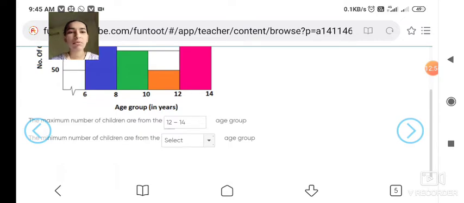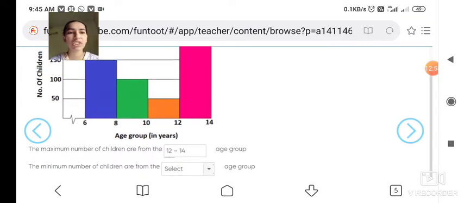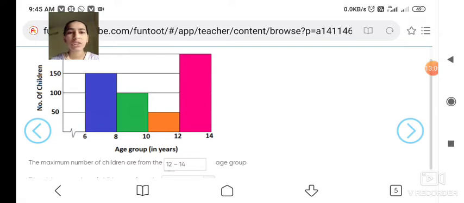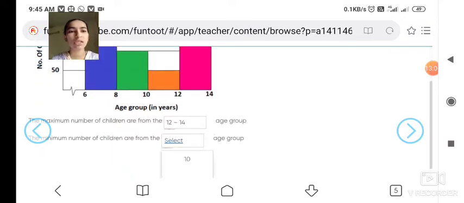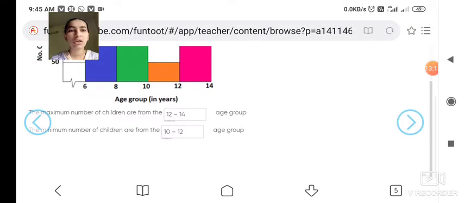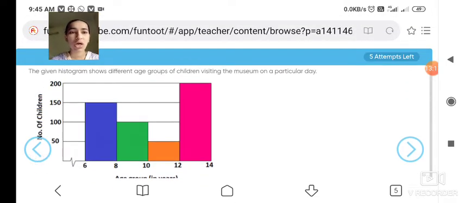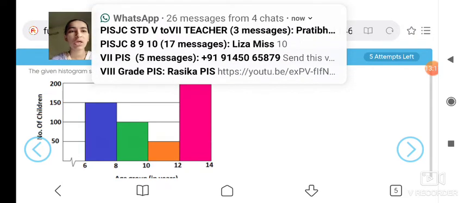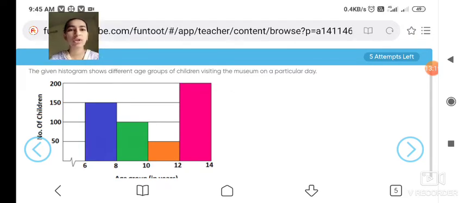Now the minimum number of children are from the dash group. Which group is the lowest one? You can see the orange color, 10 to 12. So you have to select 10 to 12. Okay students, understand this: how to read a graph, how to read a histogram, how to read a bar graph.